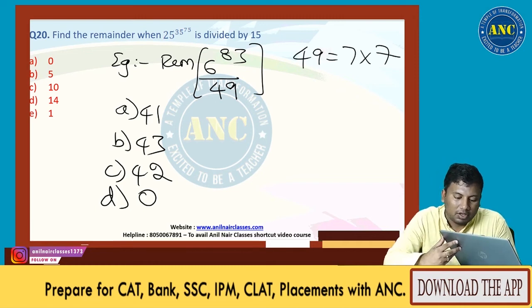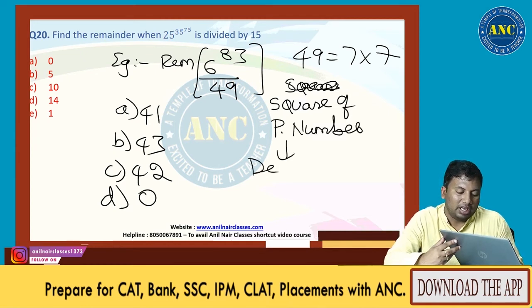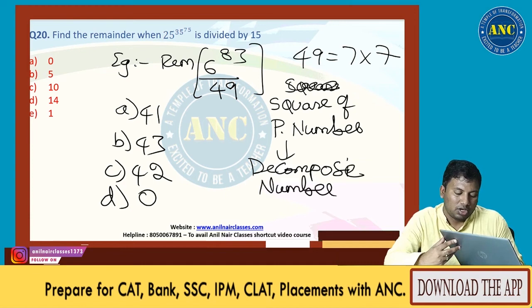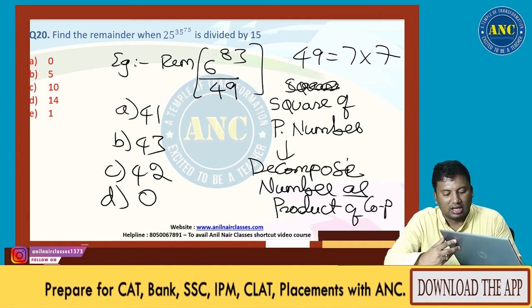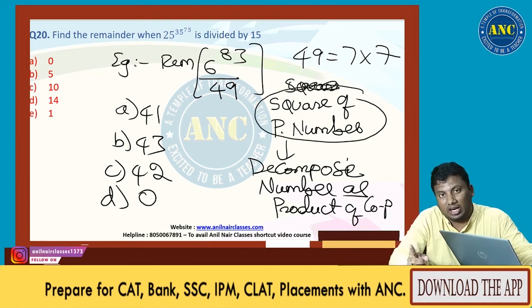Only in the square of a prime number can you not decompose the number as a product of co-primes. You cannot decompose the number as a product of co-primes only in one case, that is a square of a prime number. Chinese remainder theorem.